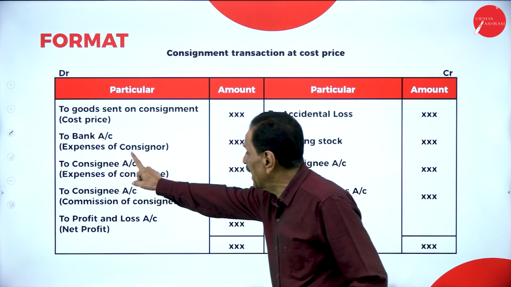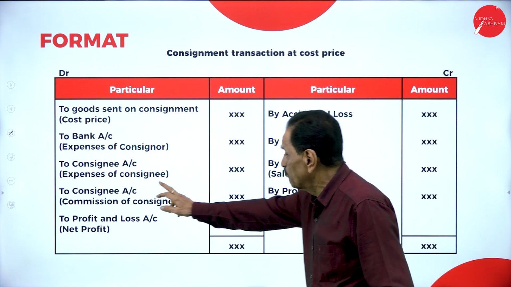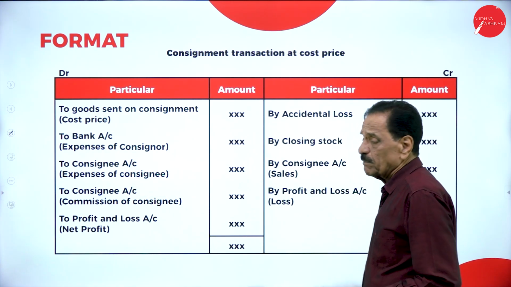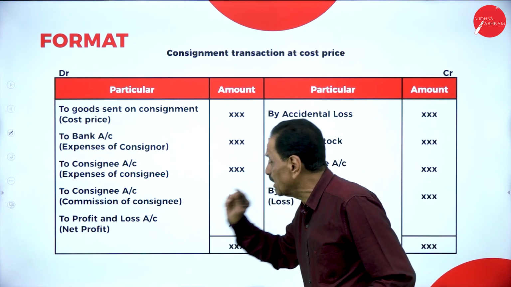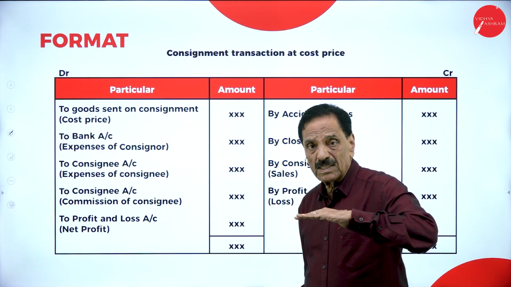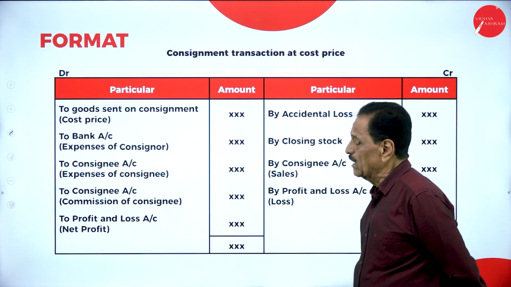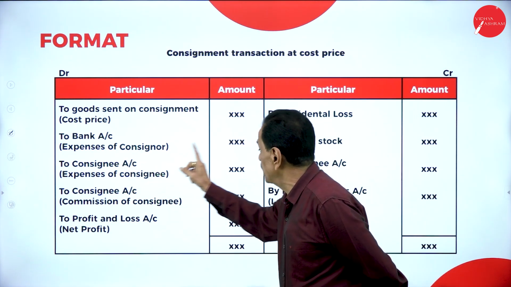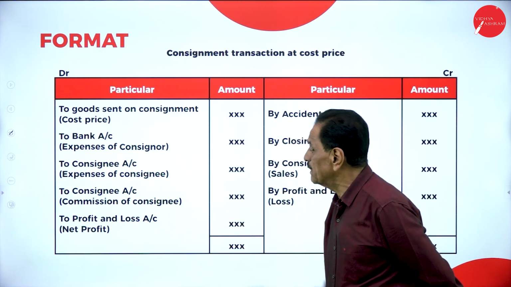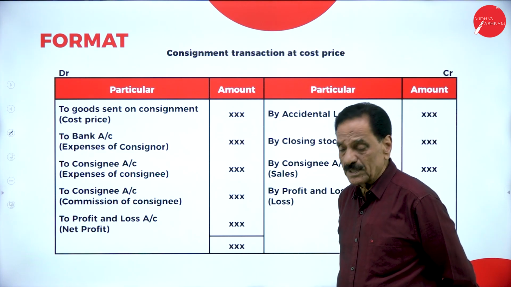Goods sent on consignment is an expenditure. Then to bank account, expenses of the consignor. Then to consignee account, expenses of consignee. Then to consignee account, commission of the consignee. First one, who sends the goods? Consignor to consignee. Goods sent on consignment is at the cost price. To bank account, expenses of the consignor. Then to consignee account, expenses of consignee. To consignee account, commission of the consignee.